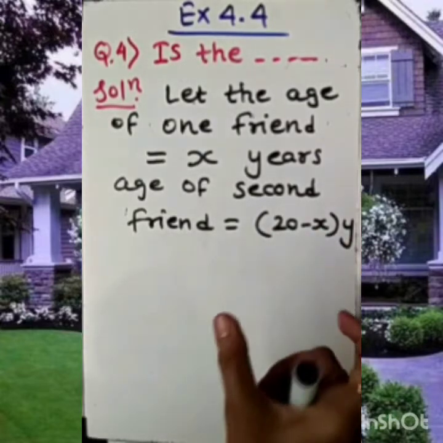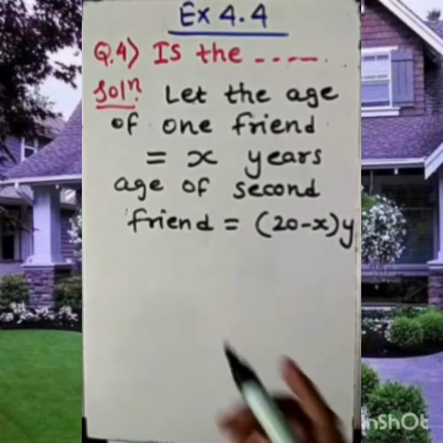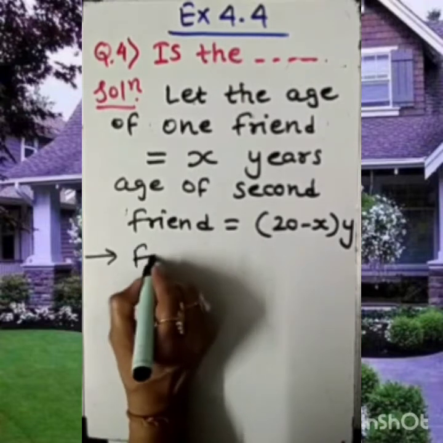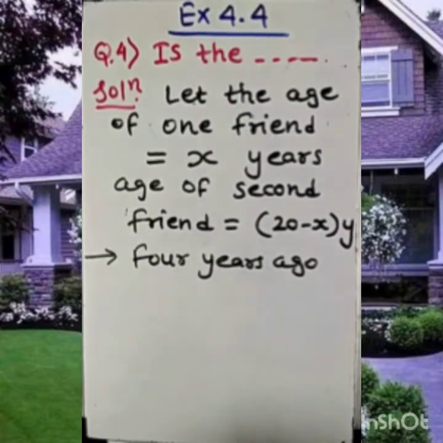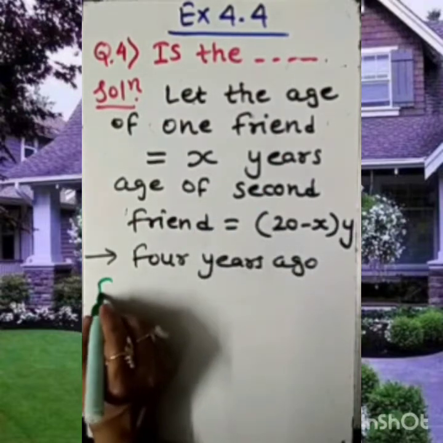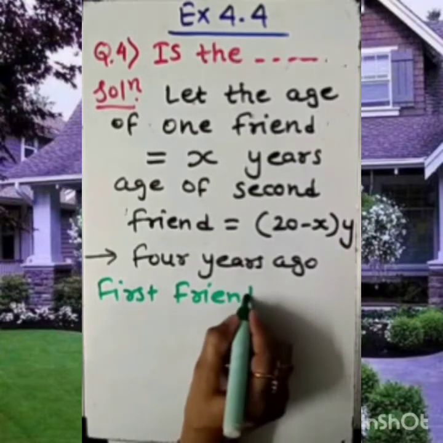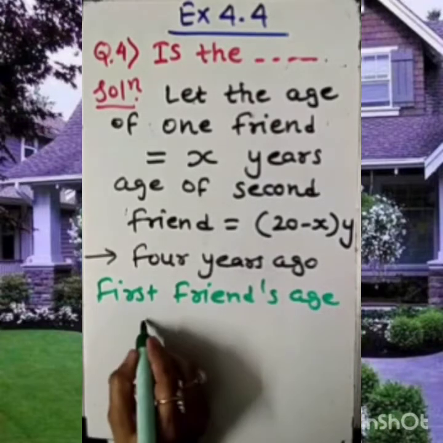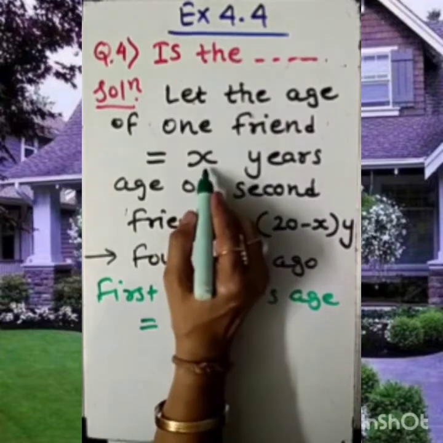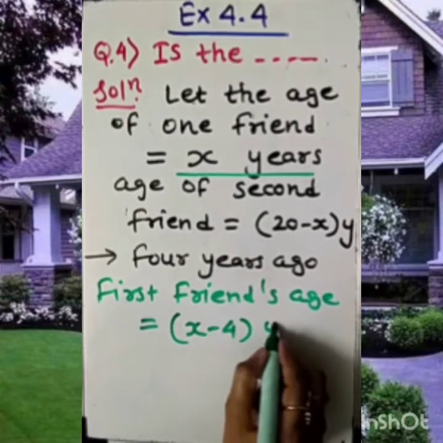Now here one condition is given. According to the situation, they have given 4 years ago. So let's write down the condition. 4 years ago, if we go in the past, at that time, what was the age of the first friend? First friend's age. Here it is x years, so 4 years back it will be x minus 4 years.